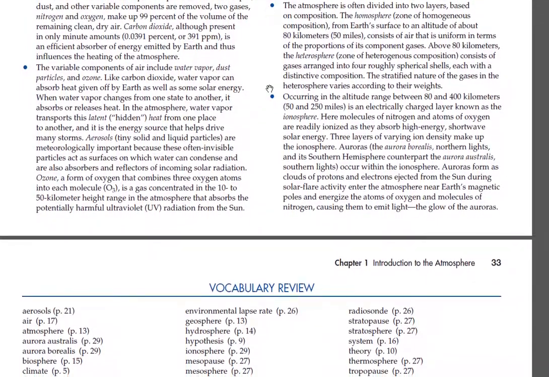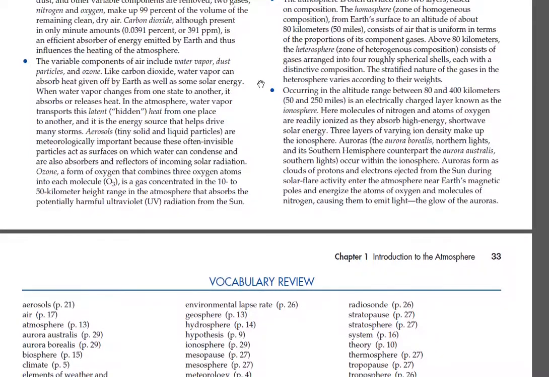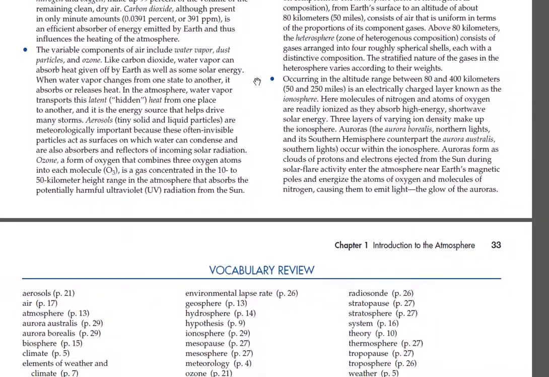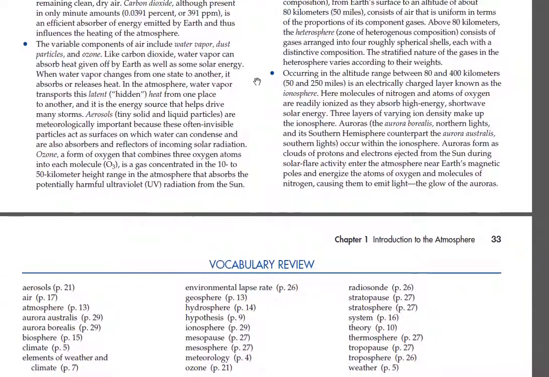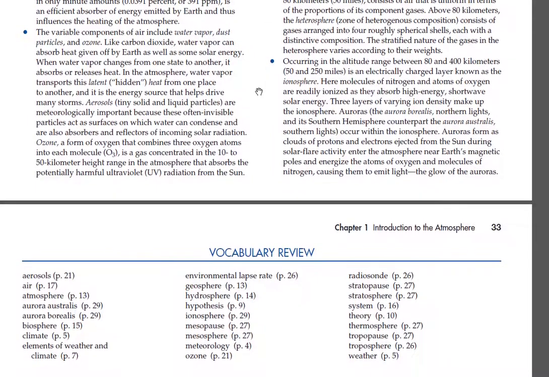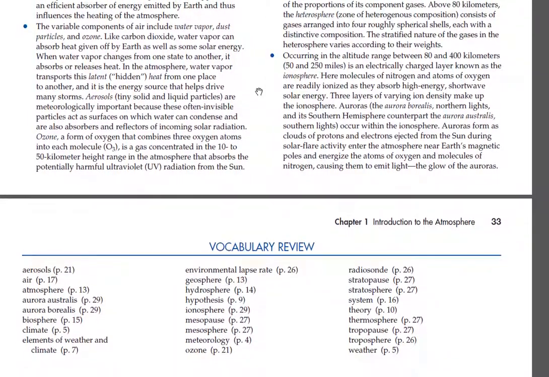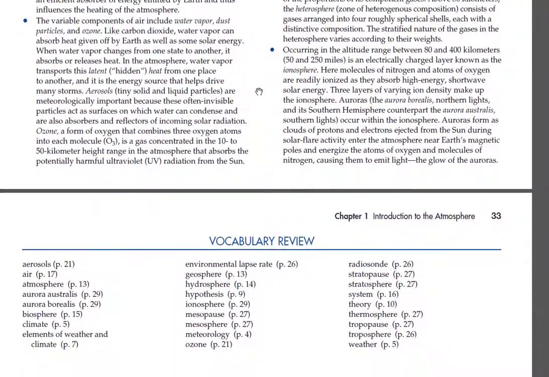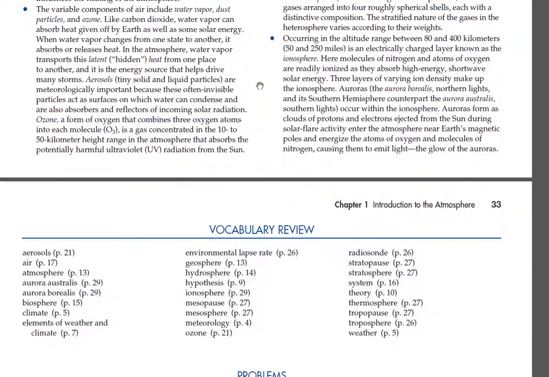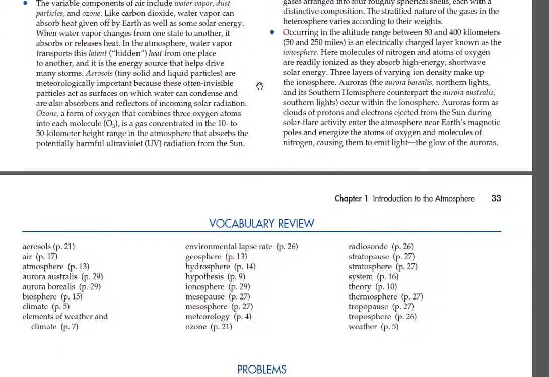Occurring in the altitude range between 80 and 400 kilometers, 50 and 250 miles, is an electrically charged layer known as the ionosphere. Here molecules of nitrogen and atoms of oxygen are readily ionized as they absorb high-energy, shortwave solar energy. 3 layers of varying ion density make up the ionosphere.